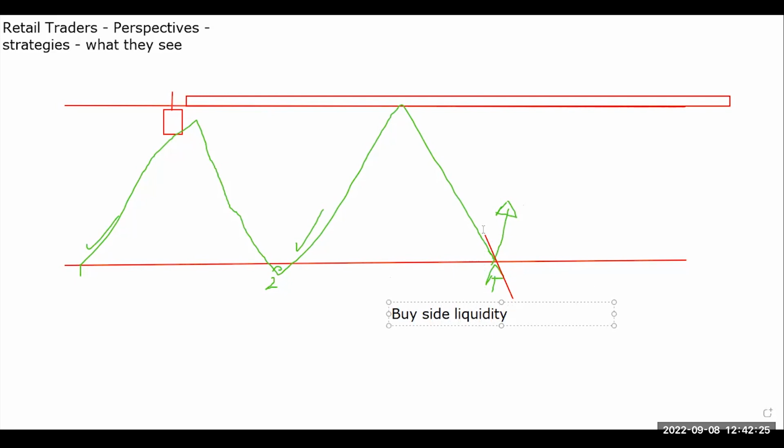Why? Because the people wanted to buy here, right, on this support. Where were their stop losses? Well, their stop losses were somewhere here, right? You know them, right? All of them were stopped out in the zone.